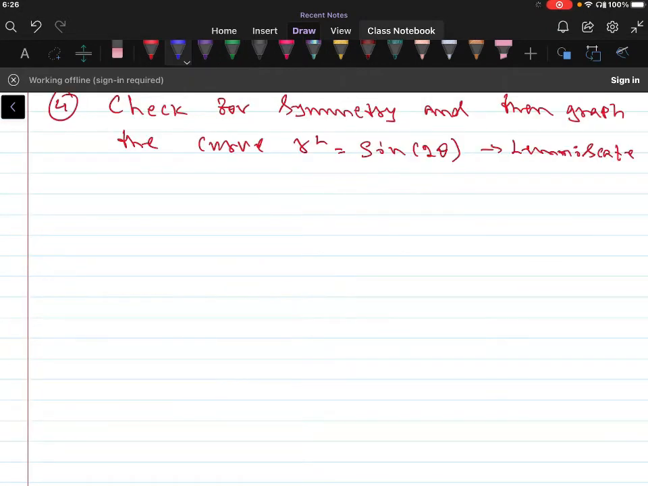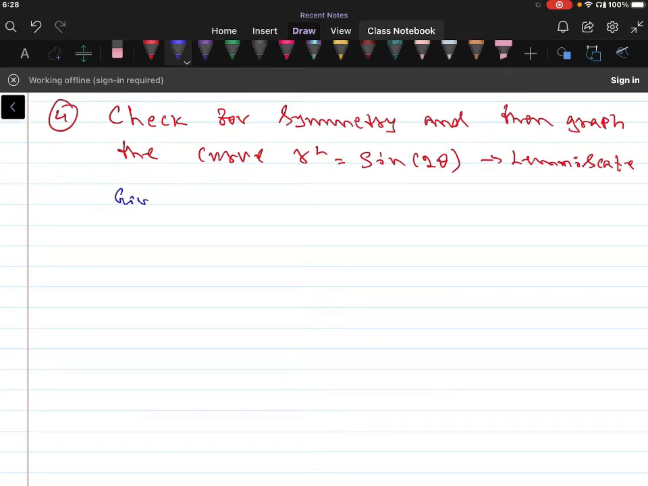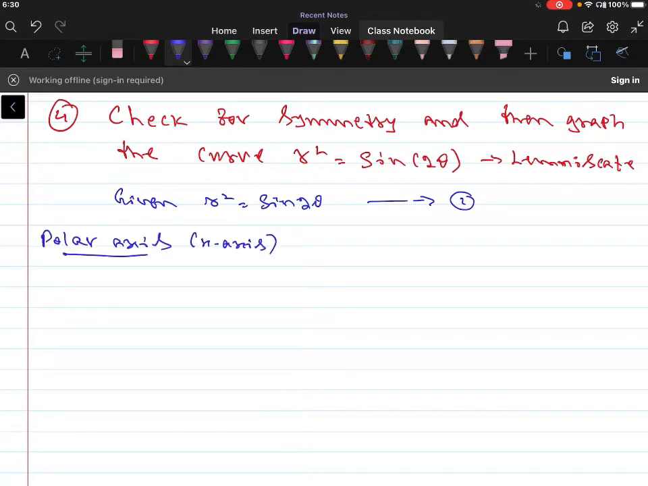Go to next problem. Check for symmetry and then graph the curve r square is equal to sin 2 theta. Given r square is equal to sine 2 theta, let us call it equation 1. So first we verify whether the given curve is symmetric about the x-axis or y-axis or about the pole. Verify whether equation 1 is symmetric about the polar axis.